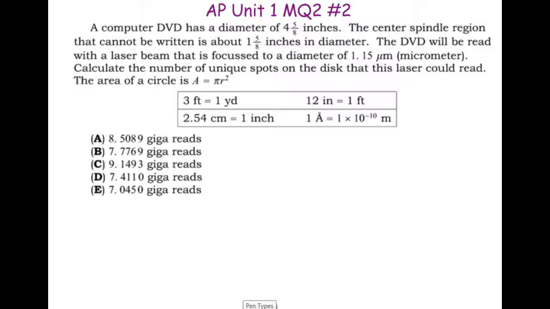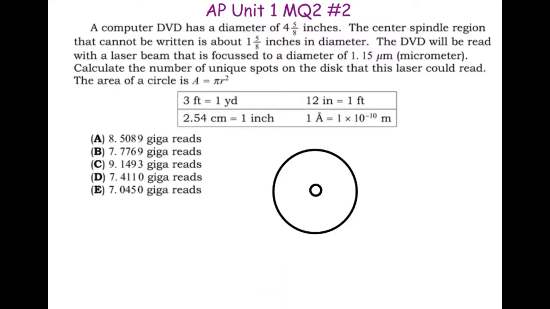We have a computer DVD disc, which we can draw a picture of. Say it looks like this. And it has a diameter of 4 5/8 inches. The center spindle region has a diameter of 1 5/8 inches.